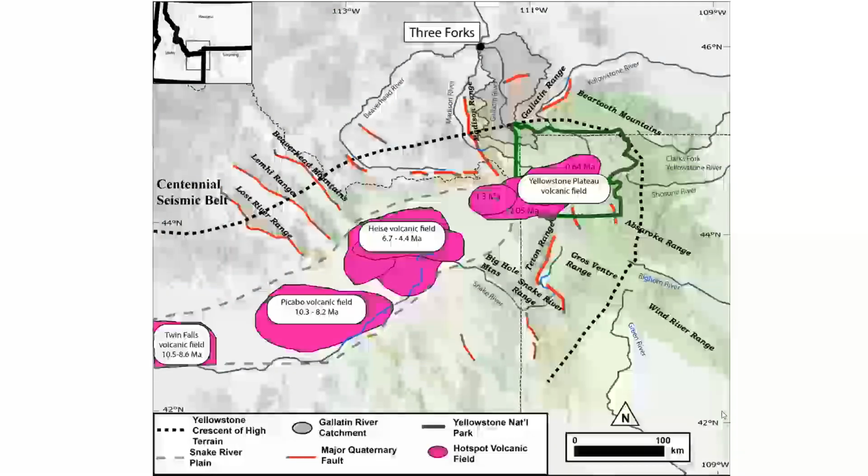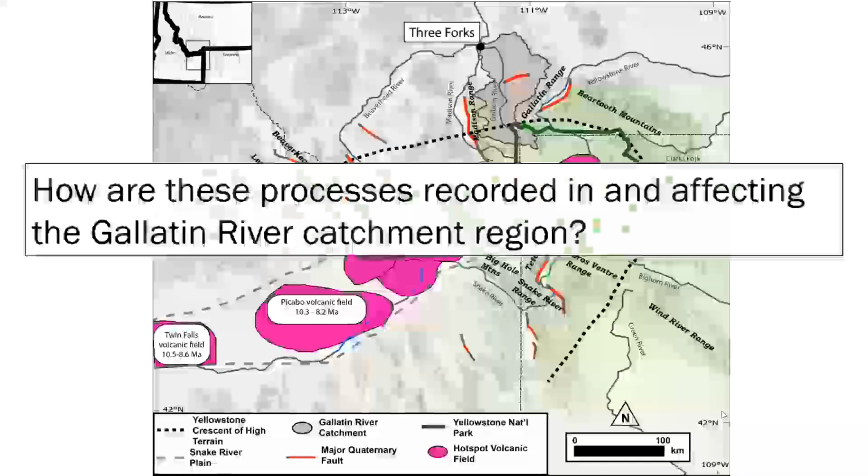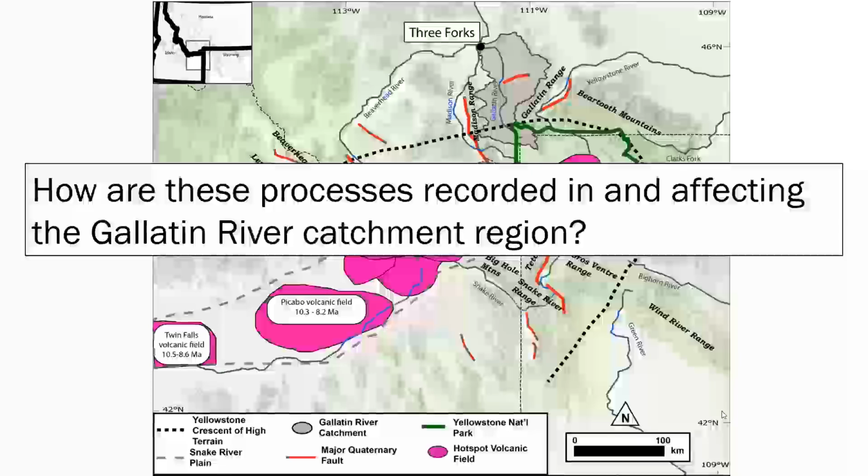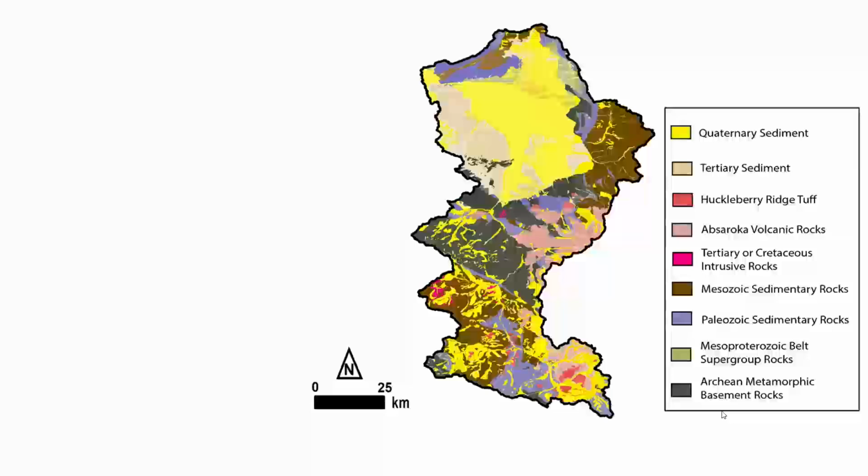And so my study area, the Gallatin River catchment, is over here. It's a good place because one, the headwaters start on the hotspot bulge, and also it's on the eastern edge of the Basin and Range extensional province. And so the big picture question for my dissertation is, how are these two processes recorded in this region, and how are they affecting the landscape? So here's the actual Gallatin River catchment, a geologic map of the area.